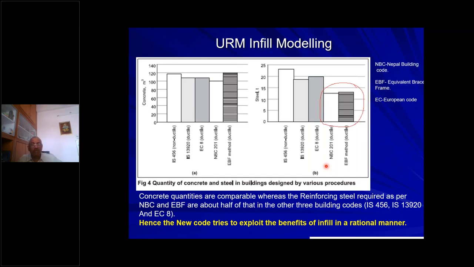Hence, the new code tries to exploit the benefits of the infill in a rational manner. Instead of just completely neglecting the infill, why not consider the infill and take some advantages because of the presence of the infill? That's the concept of the code. Okay. These results are published in ICJ, July 2004.